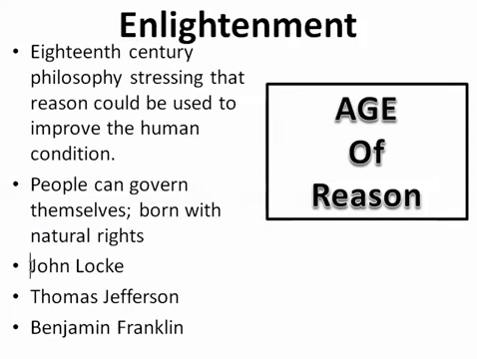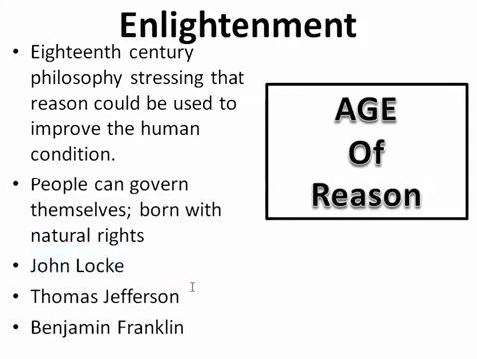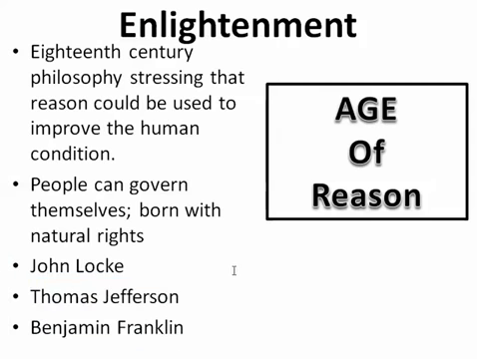And we're going to talk about John Locke, a person from the Enlightenment. He influences Thomas Jefferson and Benjamin Franklin and their ideas. And Thomas Jefferson is the one who writes our Declaration of Independence. So that's what we need to get to, this Enlightenment period. It stressed that human reason could be used to improve the human condition, and we also call the Enlightenment period the Age of Reason.